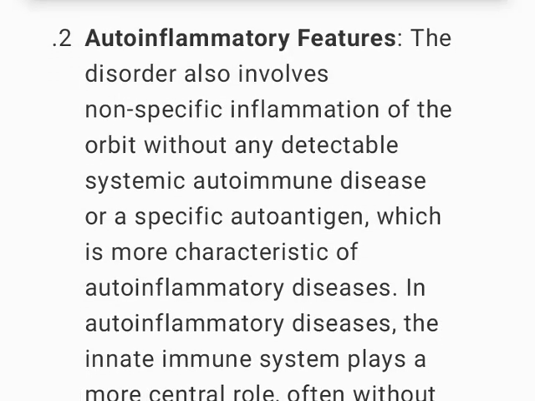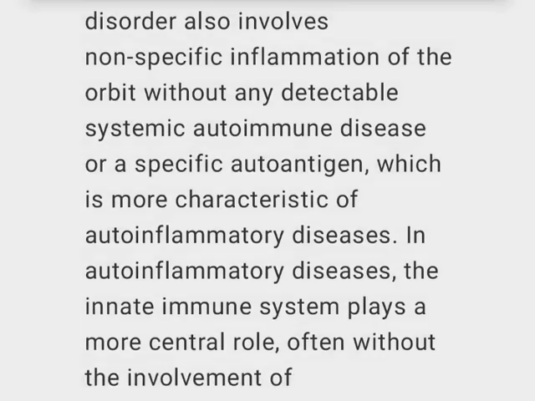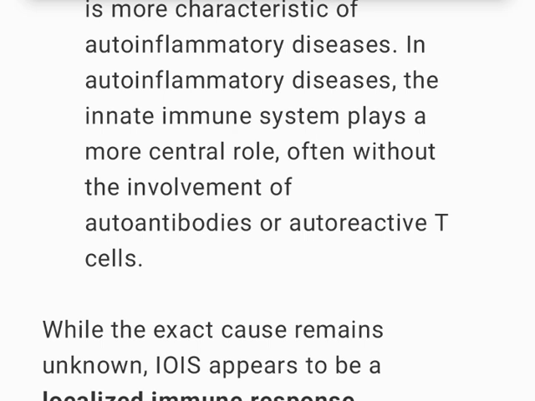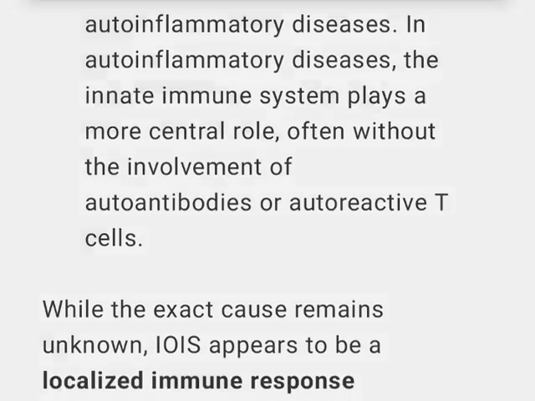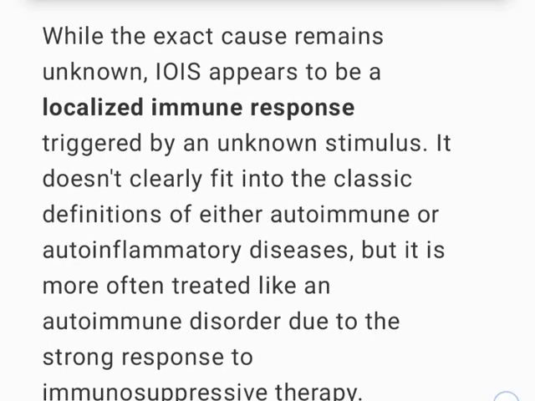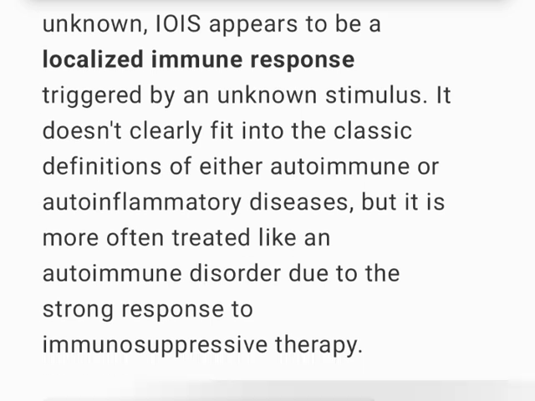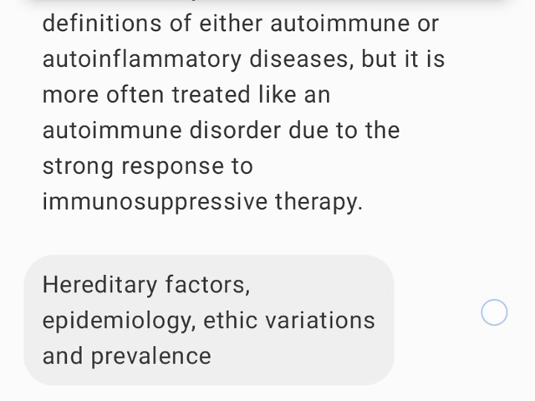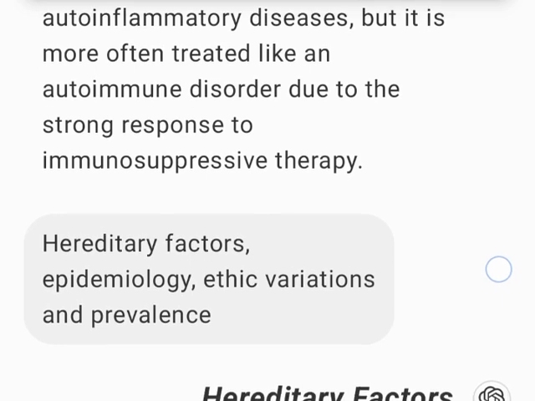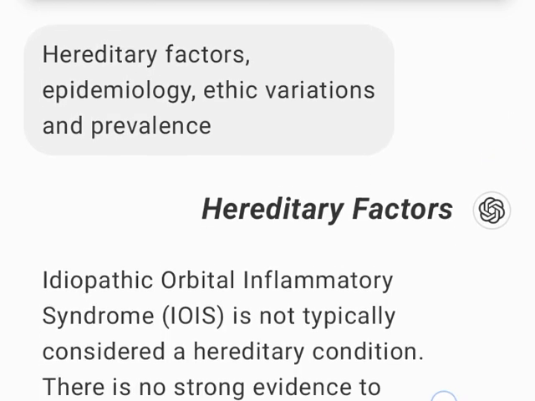2. Autoinflammatory features. The disorder also involves nonspecific inflammation of the orbit without any detectable systemic autoimmune disease or a specific autoantigen, which is more characteristic of autoinflammatory diseases. In autoinflammatory diseases, the innate immune system plays a more central role, often without the involvement of autoantibodies or autoreactive T cells. While the exact cause remains unknown, IOIS appears to be a localized immune response triggered by an unknown stimulus. It doesn't clearly fit into the classic definitions of either autoimmune or autoinflammatory diseases, but it is more often treated like an autoimmune disorder due to the strong response to immunosuppressive therapy.